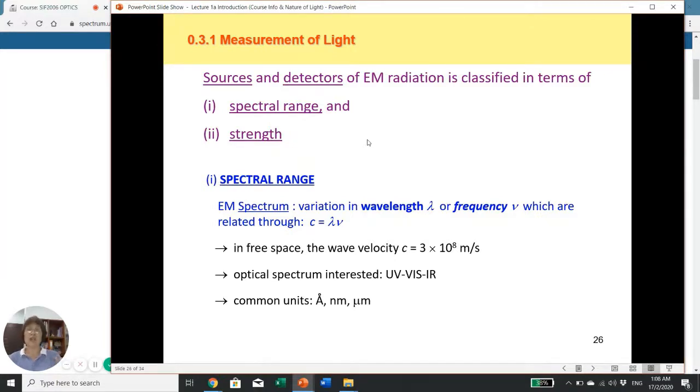All right, so let's first look at the spectral range, which you can see here. So we're talking about variation in wavelength or variation in frequency, so the distribution in terms of wavelength and frequency. For the optical spectrum, we would mean from UV to visible to infrared. And these are the common units as we have looked at, I think, about one or two slides before this.